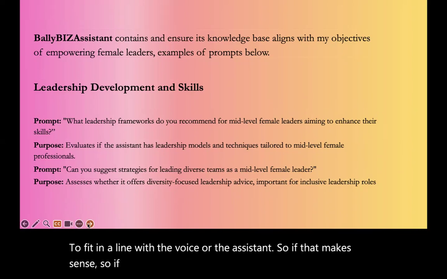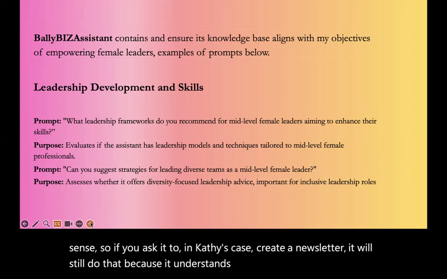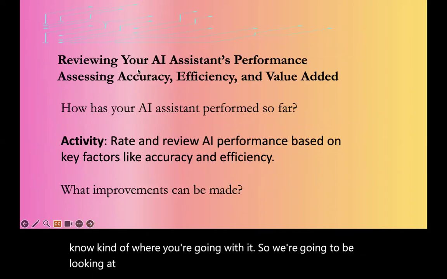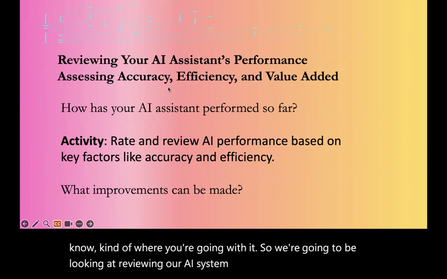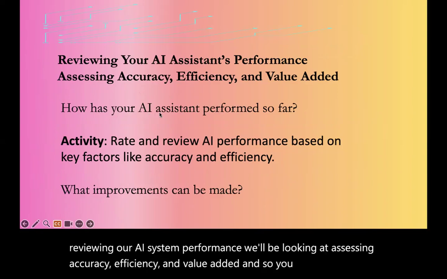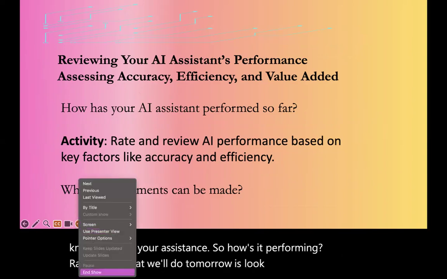So if you ask it to, in Kathy's case, create a newsletter, it will still do that because it understands who you're serving and where you're going with it. We're going to be reviewing our AI system performance, assessing accuracy, efficiency, and value added. So test out your assistant. How's it performing? Rate it. And what we'll do tomorrow is look at these assistants, and I'm just going to stop there. I'll show you the other tools as well, like the one Colleen's done.